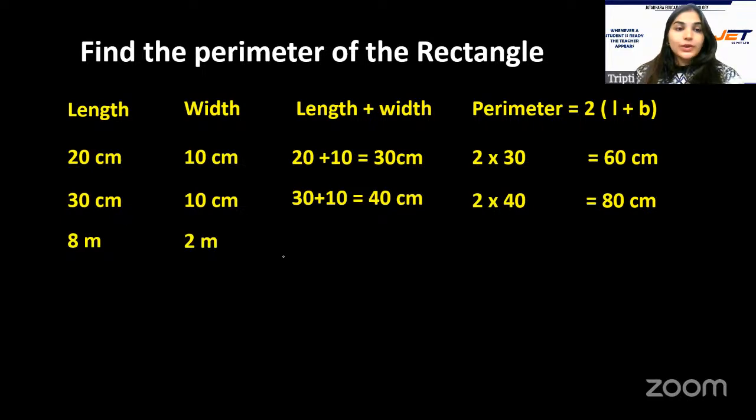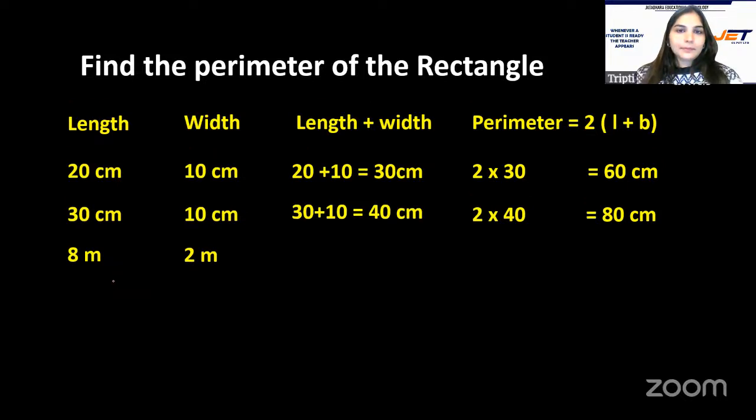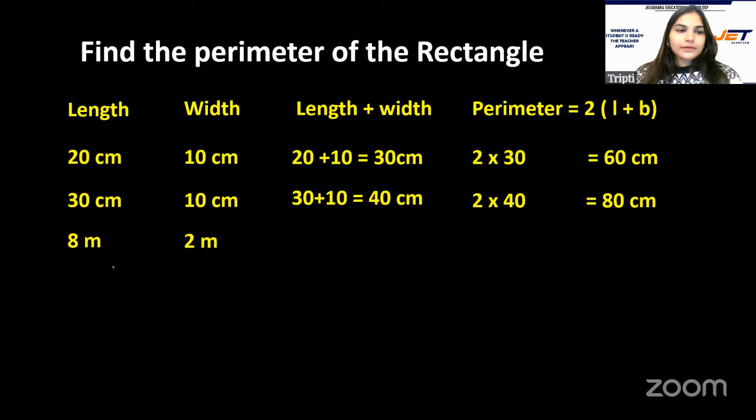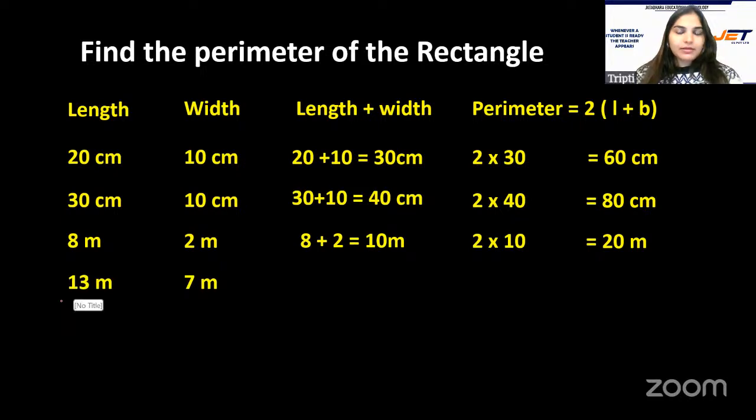Length is 8 meters, width is 2 meters. How will you do it? Simple. First, 8 plus 2, which is equal to 10 meters. Now, 2 times 10 meters is 20 meters. 20 meters is the perimeter. Next, 13 meters and 7 meters. 13 meters is the length and 7 meters is the breadth.